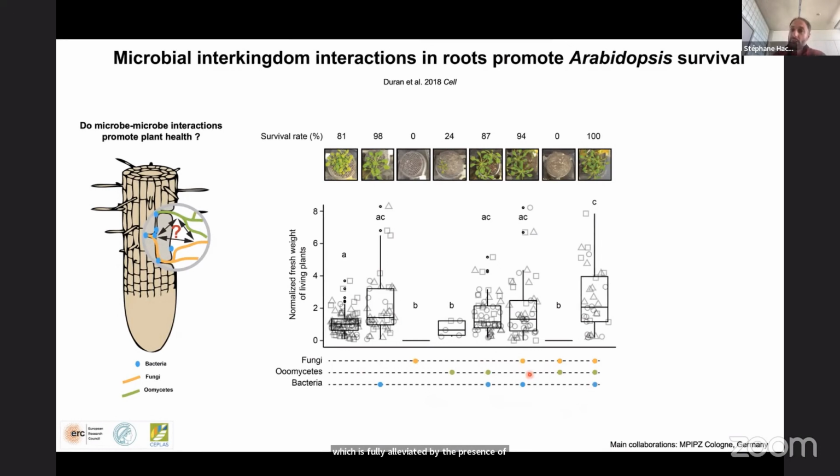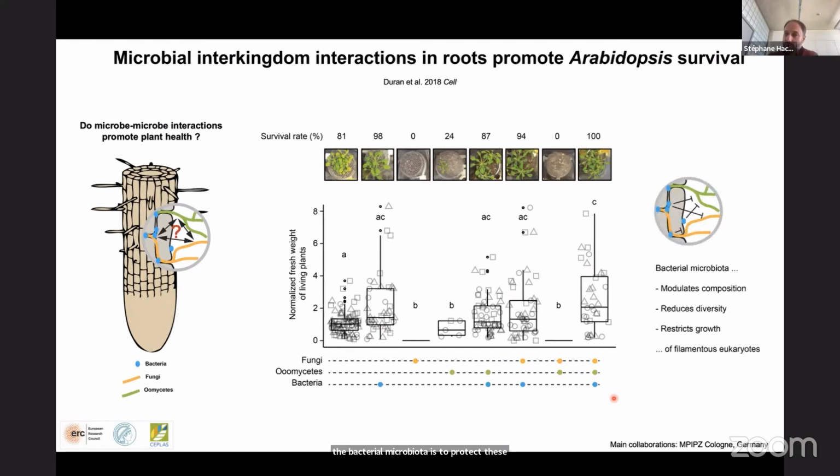But this means that a major physiological function of the bacterial microbiota is to protect these plants against these filamentous eukaryotes. And in this manuscript, we could further show that the bacterial microbiota can modulate the composition, reduce the diversity, and restrict the growth of these filamentous eukaryotes. And this phenomenon also already occurred in the absence of the host, suggesting that it's really about direct microbe-microbe competition.